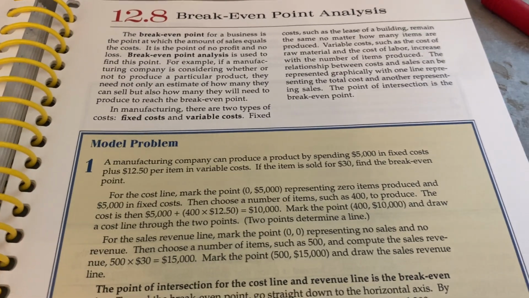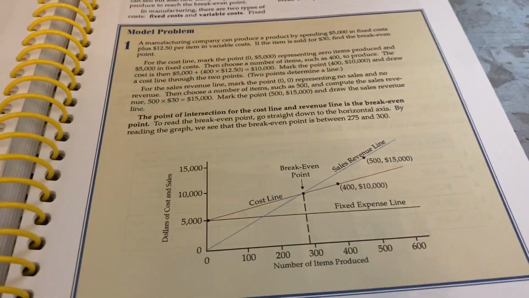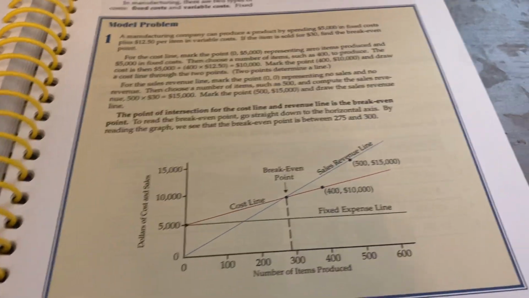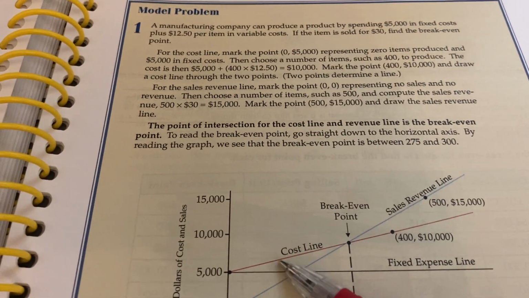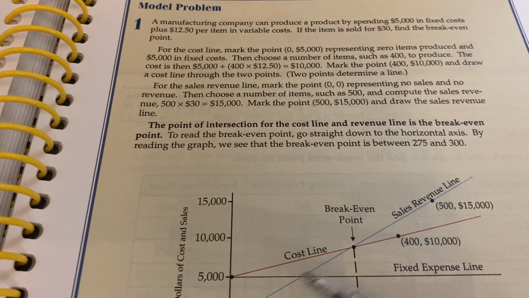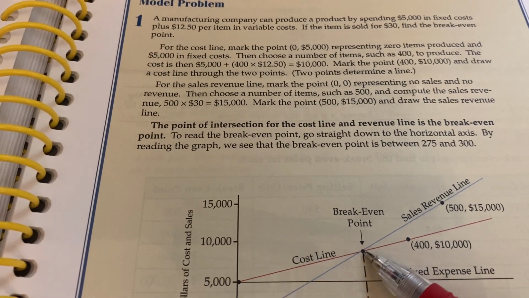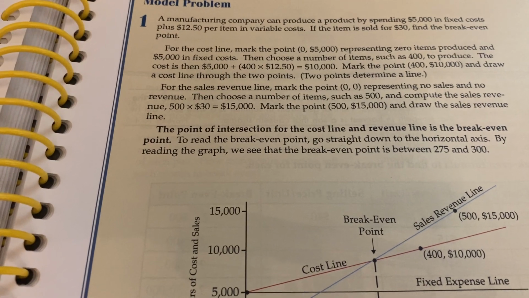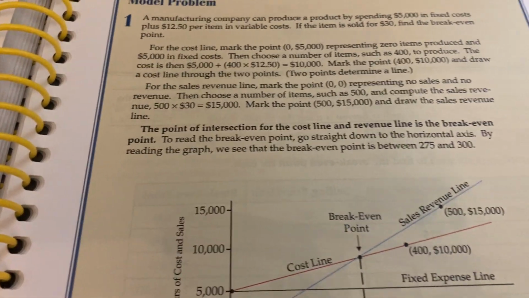So basically, you're going to look at this graph here. You see where you break even, the break-even point. I'm not going to go over this whole model here because you'll see here, this is the cost line, and this is the sales revenue line. And when they intersect, that's your break-even point, which would be like 285 products you had to sell.